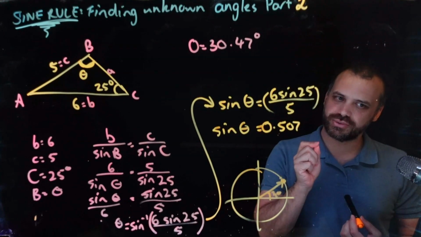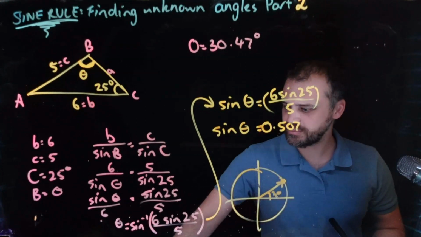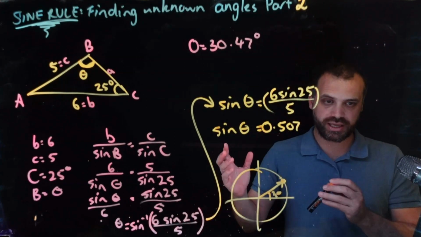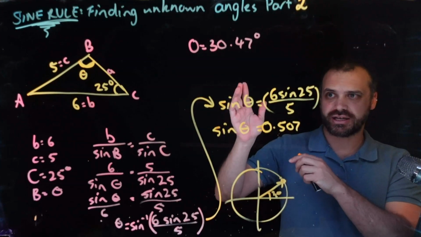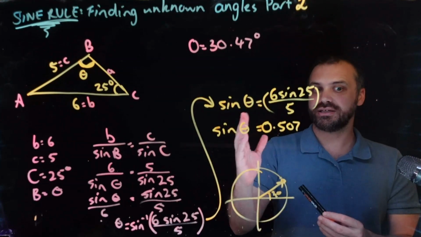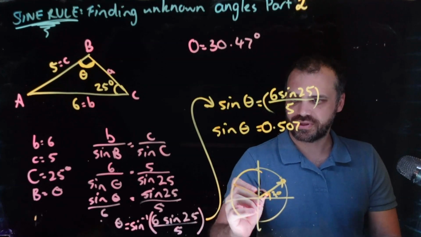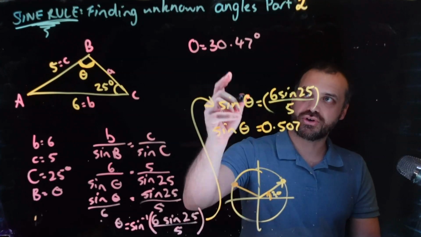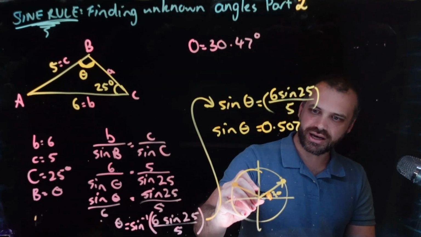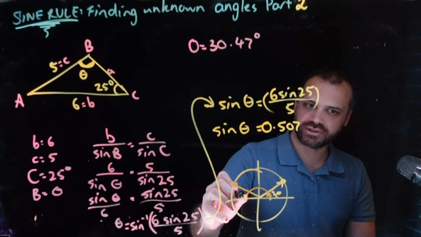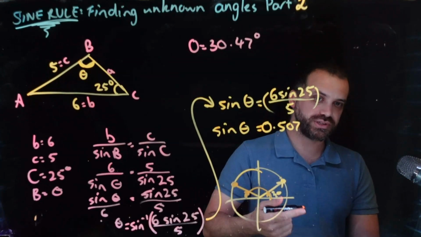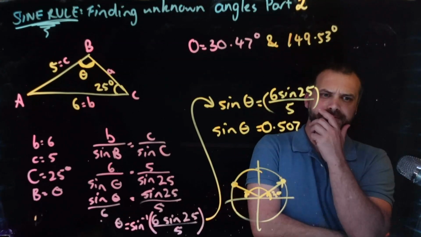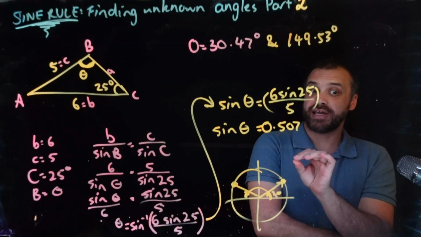Hopefully you're seeing what the issue is. That's not the only answer. My calculator is not telling me all the answers. There's heaps and heaps of answers, but the answer that we're interested in as it relates to this triangle is the second answer, this one right here. So not only is the answer 30.47, but there's also another answer, which is this big angle here, 180 minus 30.47, which is 149.53 degrees.